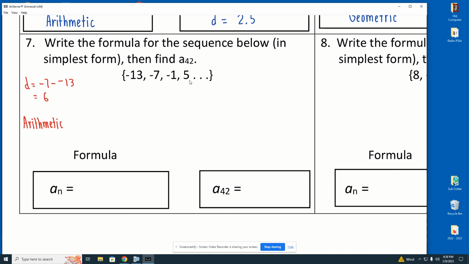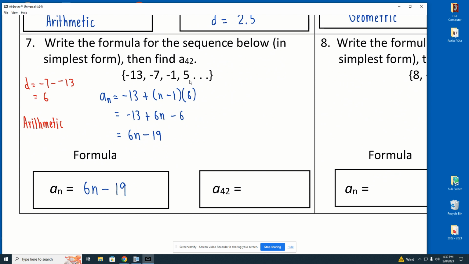First, let's write the simplified form of an arithmetic sequence. So a sub n equals a sub 1, the equation's above you, negative 13, plus n minus 1 times d, 6. I'm going to distribute the 6. 6 times positive n, positive 6n, and 6 times negative 1, minus 6. So here's the simplified version. You bring down your variable part, 6n, and then negative 13 minus 6 is negative 19. So my formula is 6n minus 19.